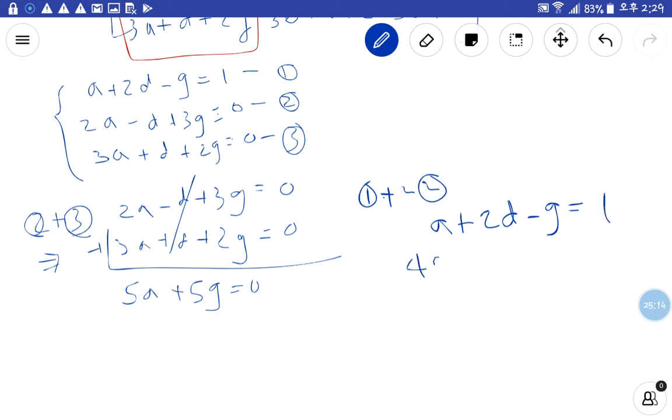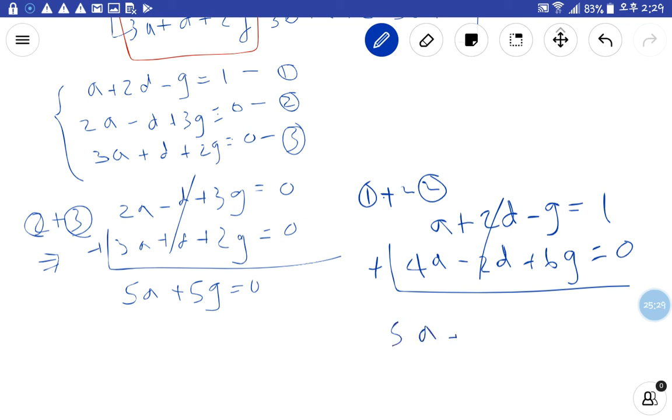And 4A minus 2D plus 6G equal 0. So if I add them up, I get 5A plus 5G equal 1. Alright, that's 5A plus 5G, so 0 should be the same as 1, but can 0 be the same as 1? Not really, so I cannot find any value of A, D, G this time.